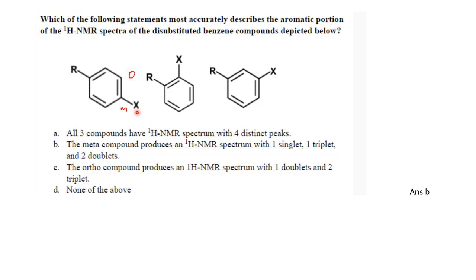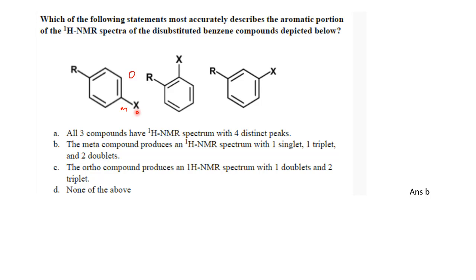Okay, I shall move on. So answer B is the correct one. The meta compound will produce a spectrum with one singlet, one triplet, and two doublets. Can anyone explain how this is happening? No idea, please.